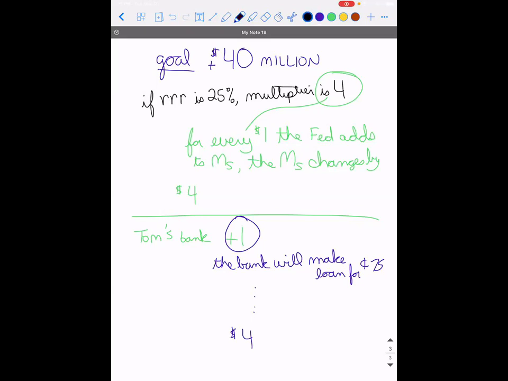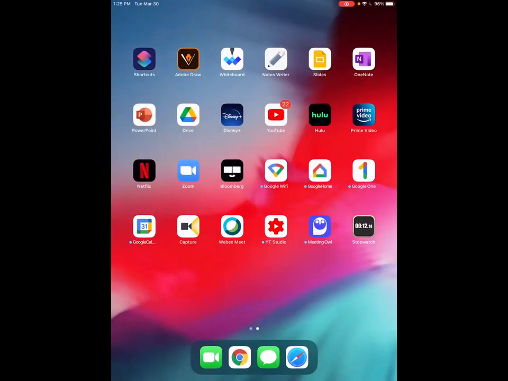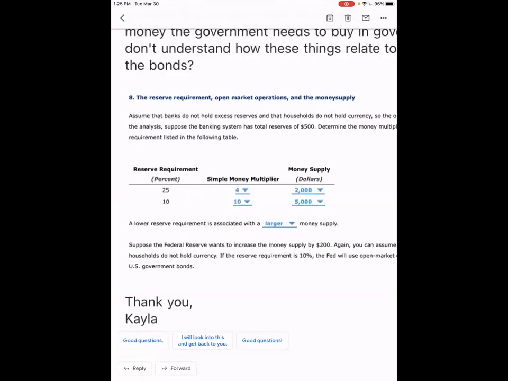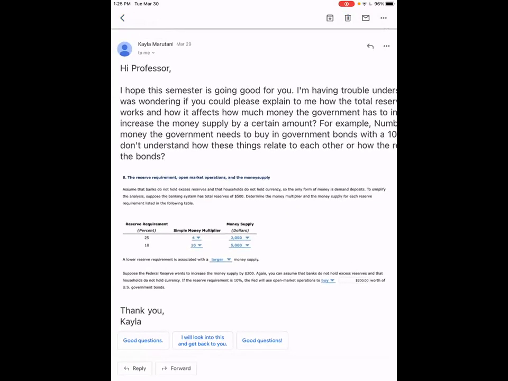So what that means for this issue right here, if the goal is to push the economy $40 million and the required reserve ratio is 25%, then the Fed only needs to add $10 million, because the other 30 million is just going to come from banks lending out the money. Okay. So that takes care of the second column, simple money multiplier.